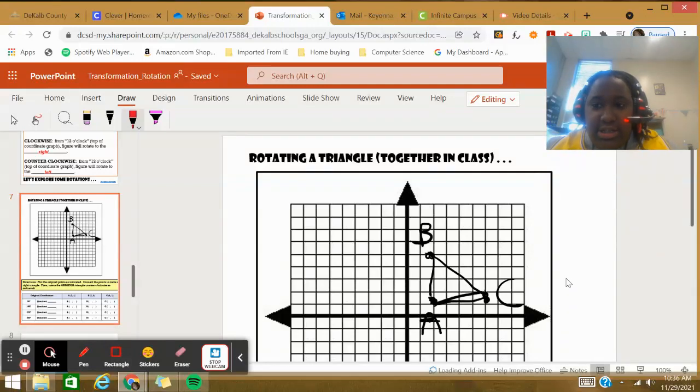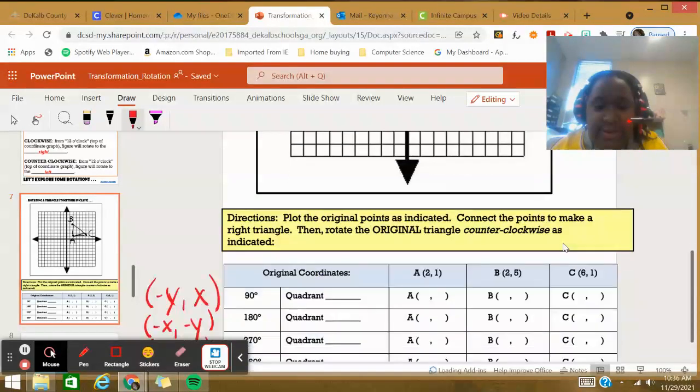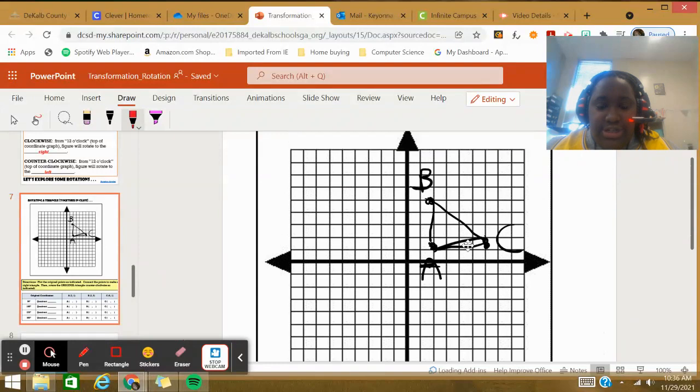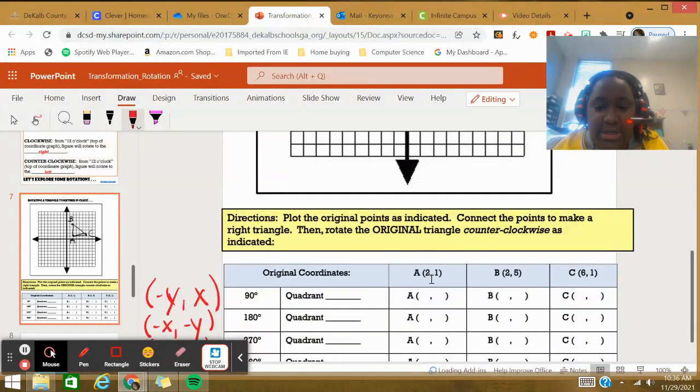Okay, so let's take a look at the assignment. This is the last part of our notes. You guys should have this original figure A, B, and C on your paper. They told you that A is (2, 1), B is (2, 5), and C is (6, 1).